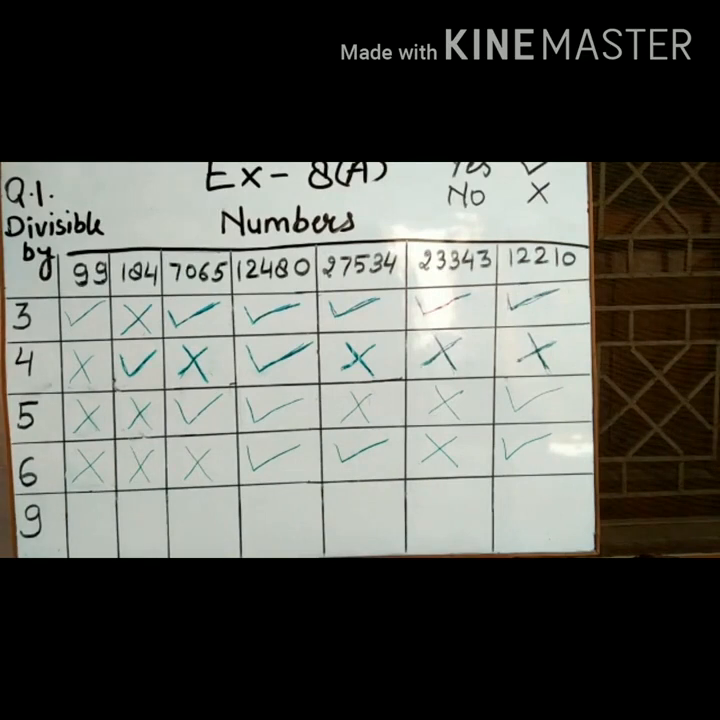The next is 9, and the rule of 9 is: if the sum of its digits is divisible by 9. Let's check. 9 plus 9, 18, and 18 is divisible by 9. So, it is divisible by 9. 1 plus 8, 9 plus 4, 13. 13 is not divisible by 9. That's why it is not divisible by 9.